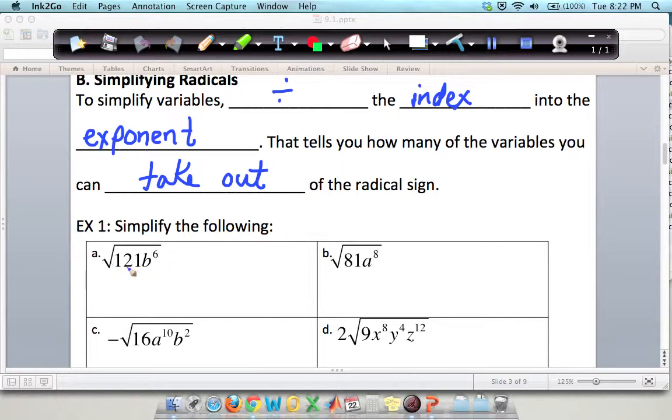We have the square root of 121 b to the 6. So let's start with the square root of 121, and that is 11, because 11 times 11 is 121. And then we're going to go ahead and do that division. So remember, if the index isn't written, it's considered to be a 2. And we're just going to do basic division. 2 goes into 6 3 times, so I can take 3 b's out of the radical sign. And right now, all of our indexes are going to divide evenly into our exponents. Later on, I'll show you what to do when they don't.